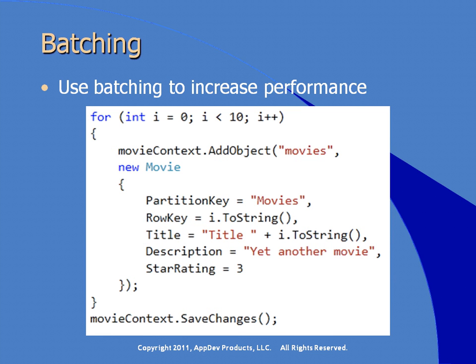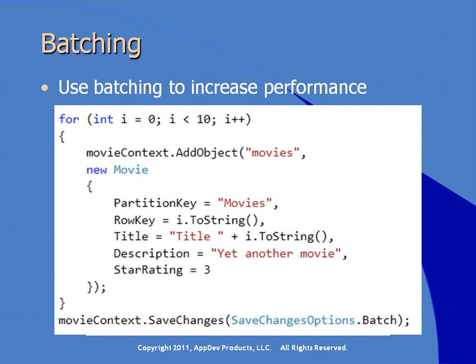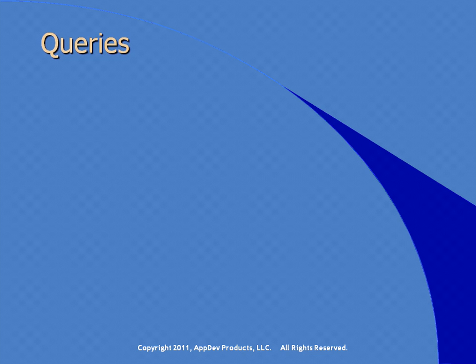In this example, we're looping through 10 times, and we're simply adding the records one at a time. This is highly inefficient. Plus, it just cost us some money because we just hit the table 10 times. The better way to do that is to batch that. We're looping 10 times and saving that as a batch. And to do that, all that we need to do is on the Save Changes method just pass the SaveChangesOptions.Batch enumerator.